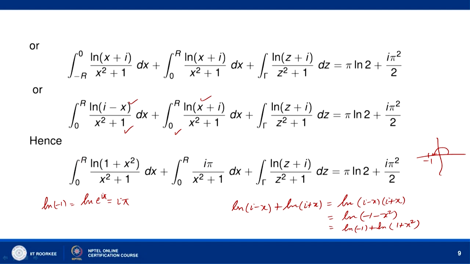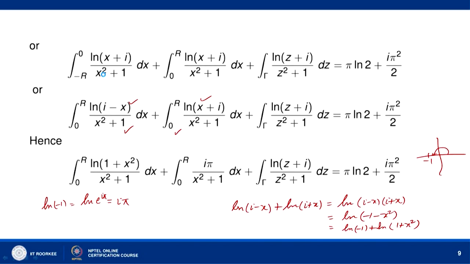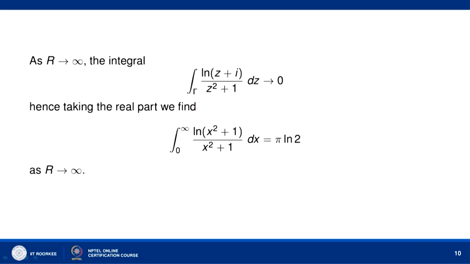So we write the integral from 0 to R of ln(1 plus x squared) over (x squared plus 1), plus the integral from 0 to R of i pi over (x squared plus 1) dx, and the integral over gamma of (ln z plus i) over (z squared plus 1) dz equals pi ln 2 plus i pi squared by 2. Now as R goes to infinity, the integral over gamma goes to 0. So what do we get? The integral from 0 to infinity of ln(x squared plus 1) over (x squared plus 1), what do we get here?